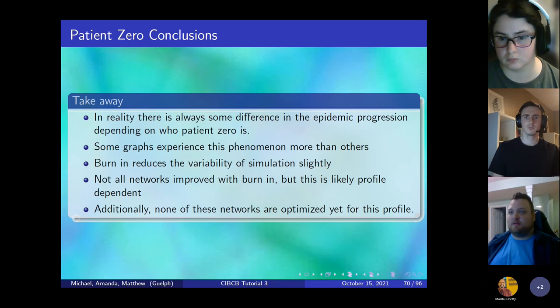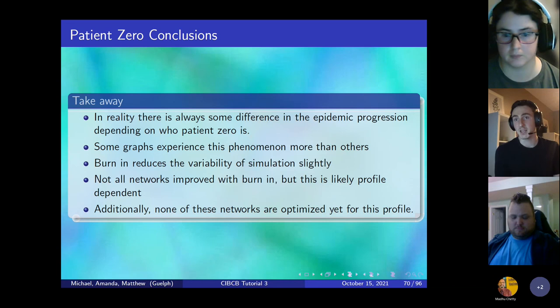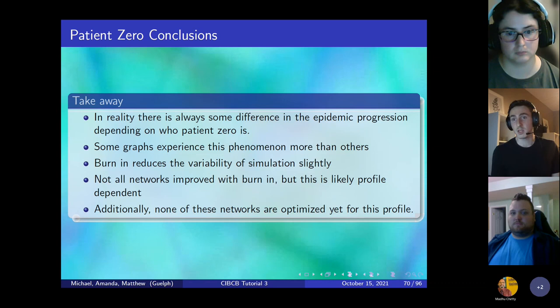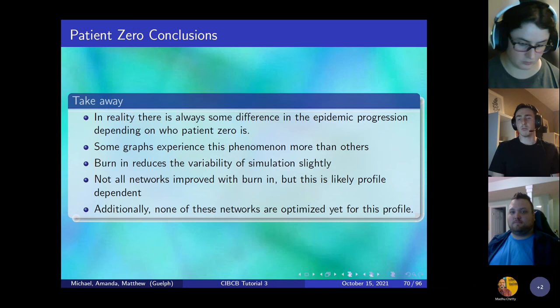Okay, so the takeaways here: in reality, there's always some difference in the epidemic progression depending on who patient zero is. This is solely based on the likelihood of getting a perfectly regular graph. It's low, and that in combination with the variability from simulation, it's very unlikely. Some graphs experience this phenomenon, how important patient zero is, a lot more than others. Burn-in reduces the variability of simulation slightly. Not all networks improved with burn-in, but this is likely profile dependent. Additionally, none of these networks are optimized yet for these profiles. So all of these networks would undergo editing operations to improve their profile matching capabilities.